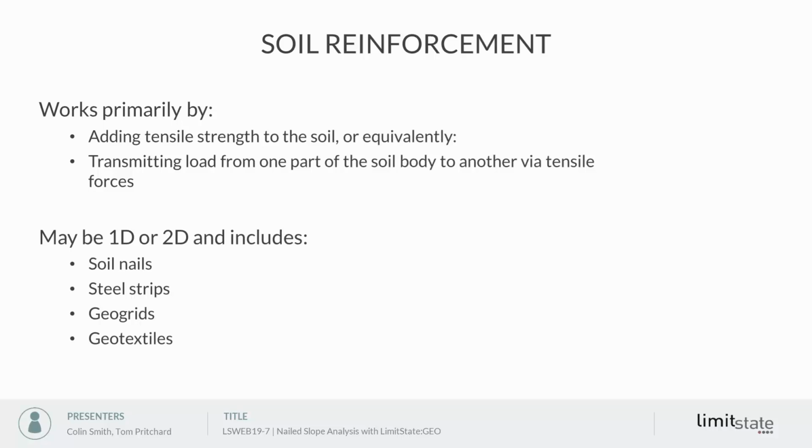Now, the software LimitState GEO is a two-dimensional program, so it can model two-dimensional reinforcement directly, but we need a special approach in order to be able to model a one-dimensional reinforcement in such a way that soil can be modeled to flow past the reinforcement element if needed, but the reinforcing element can still provide that reinforcing action on the soil body.